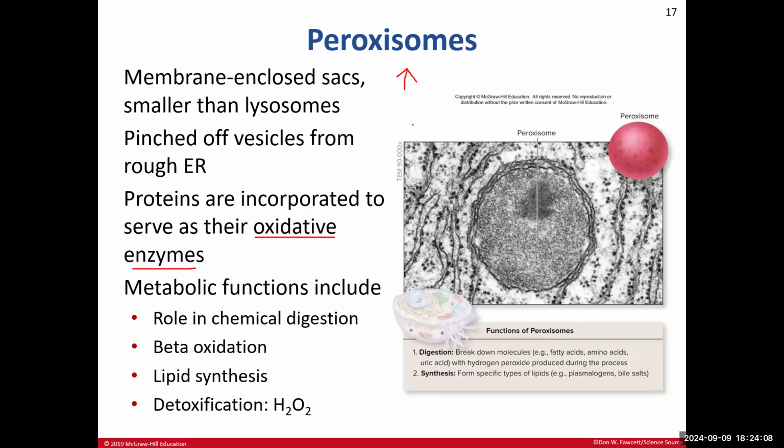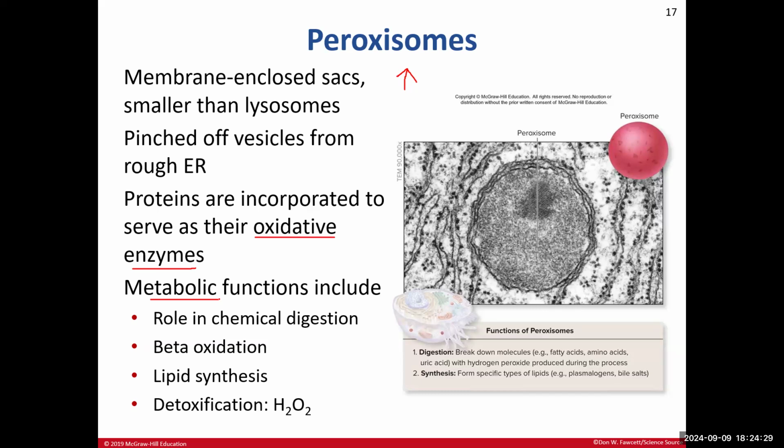And you have certain structures too that will also literally make bleach. Anyways, so that's the oxidative enzymes. The metabolic side of peroxisomes, and if you look up here: chemical digestion, beta oxidation, lipid synthesis, and detoxification, that's that hydrogen peroxide. That's what I was talking about.